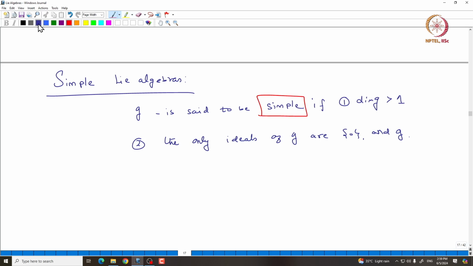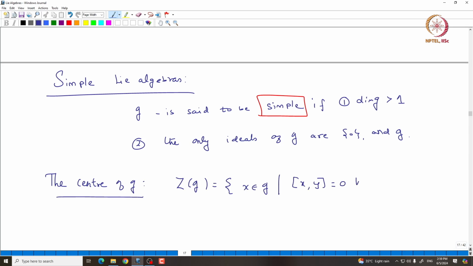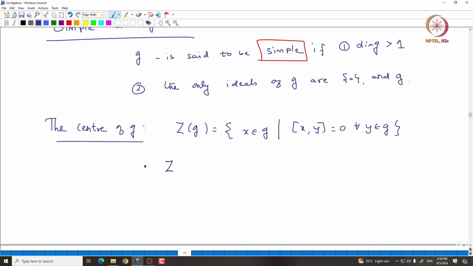Now we can also define what is called the center of G. The center of G is defined to be those elements of G which commute with all other elements of G. That means you collect those x in G such that the bracket x y is 0 for all y in G. I will leave it to you to check, it is easy to check that the center must be an ideal inside G.